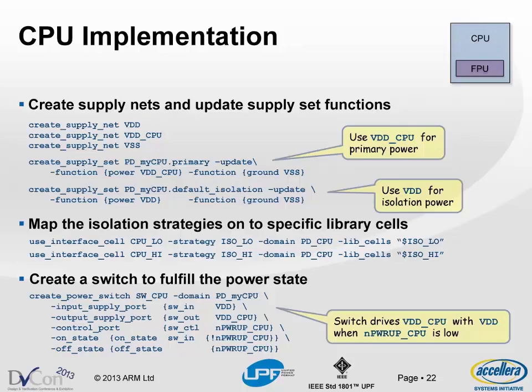And then finally, we need to create a switch that actually fulfills the power state that we've described in the configuration. So this switch that we're creating here drives VDD_CPU, the switch output, from VDD, the switch input. This is the switch control, this is the power up, and it's on when power up is low. Again, this is a PMOS header switch.